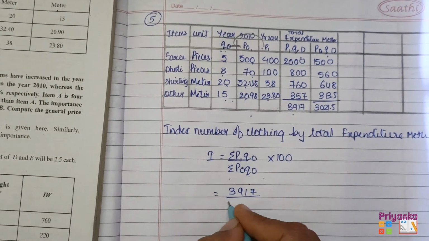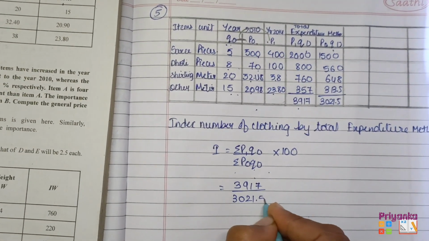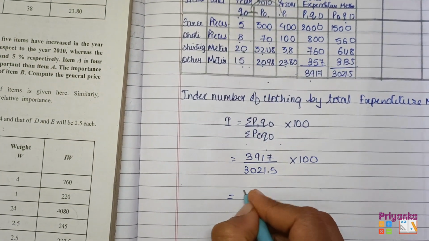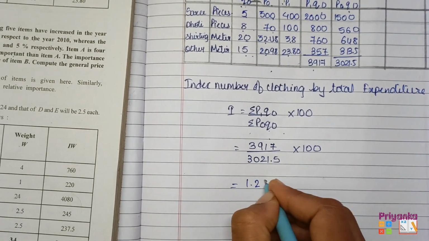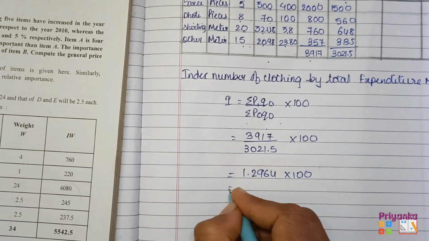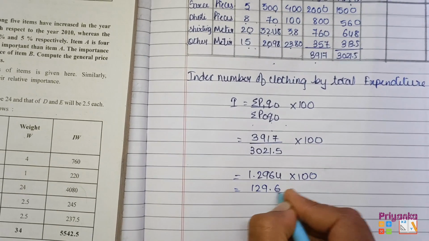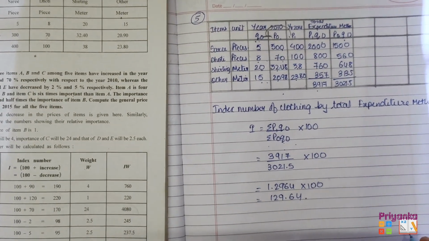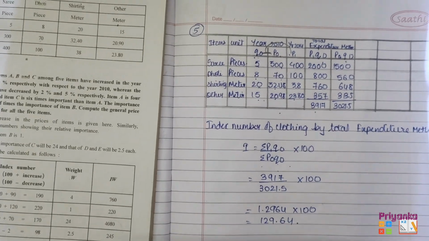Now let's put into the formula. 3917 divided by 3021.5 multiplied by 100. Get it divided. Here you will get 1.2964 into 100, and the answer is 129.64. This we did in the total expenditure method. Now let's solve in the family budget method.